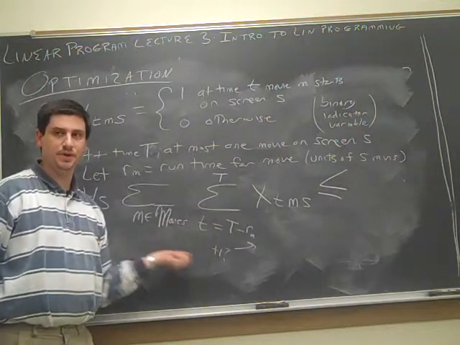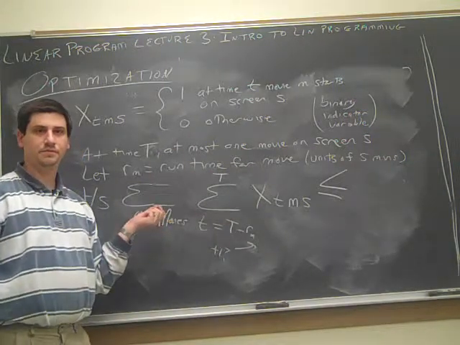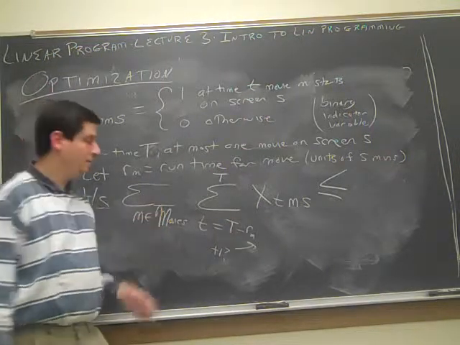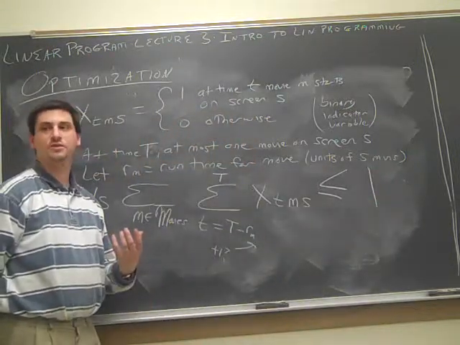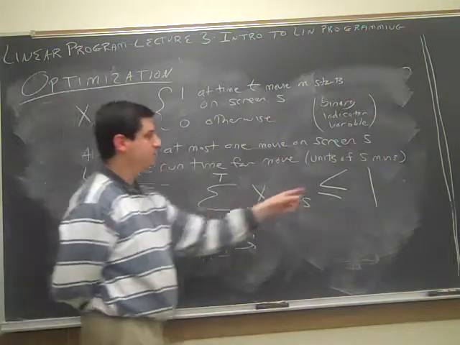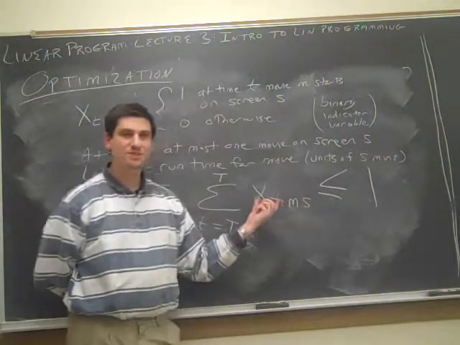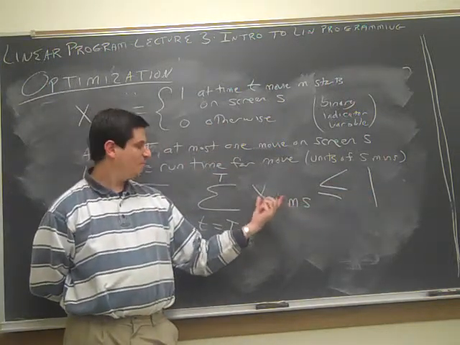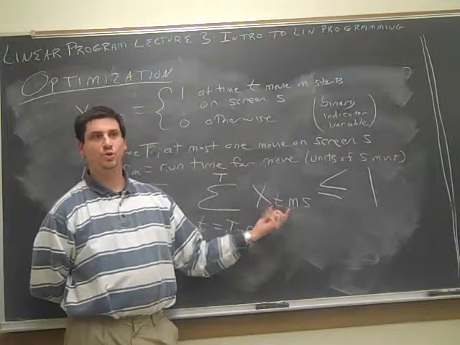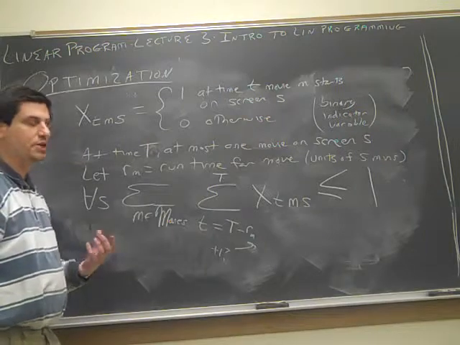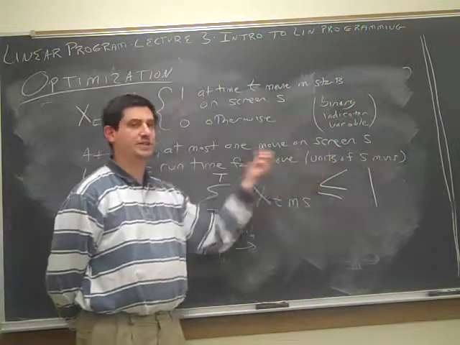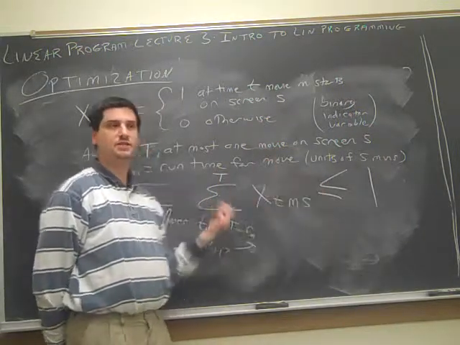How large can this sum be? Is it one? At one, exactly. The sum can't be larger than one. That's my first constraint. If I force this sum to be one, well, since each of these terms is either a zero or a one, at most one of these is non-zero, which means at most one movie is playing. So this is how you would encode a constraint like this very nicely into the system.